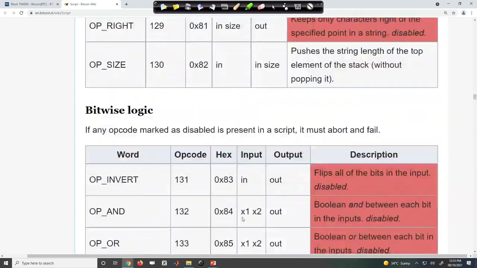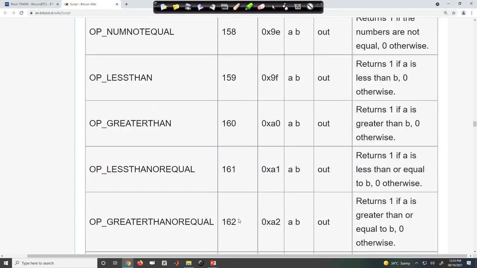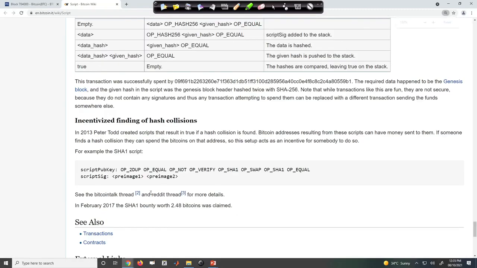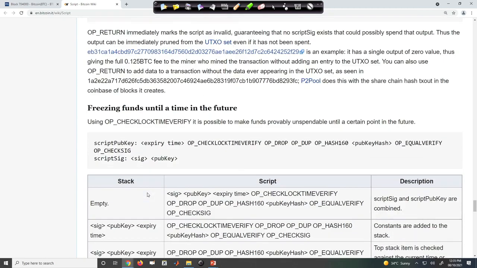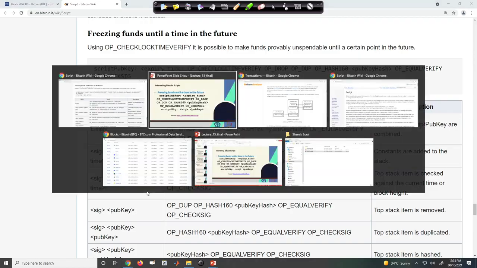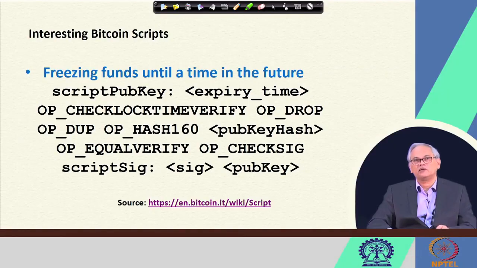So, you can take a look at these, and there are many such interesting scripts that are also listed here, and a few of them we have only discussed in this lecture. You see that the standard ones are mentioned here, like freezing funds until a time, the one I explained, and you can see how it is processed, more details are there. So, this is a very interesting site which I would always recommend you to visit and understand.